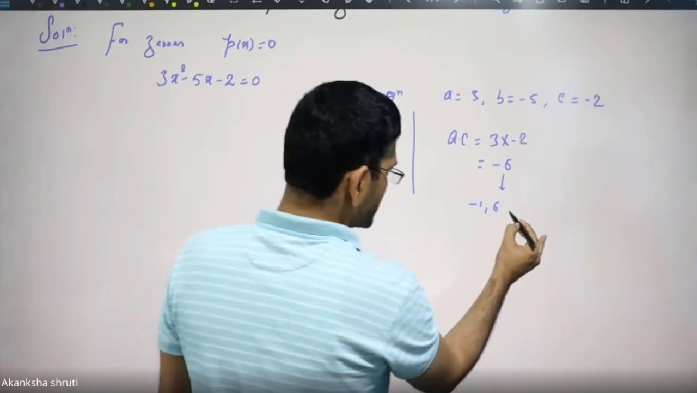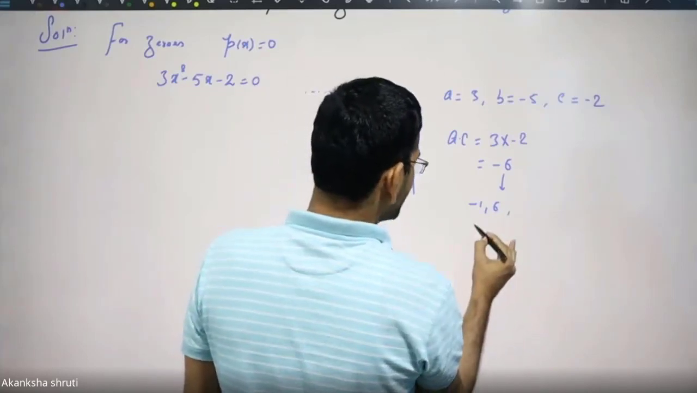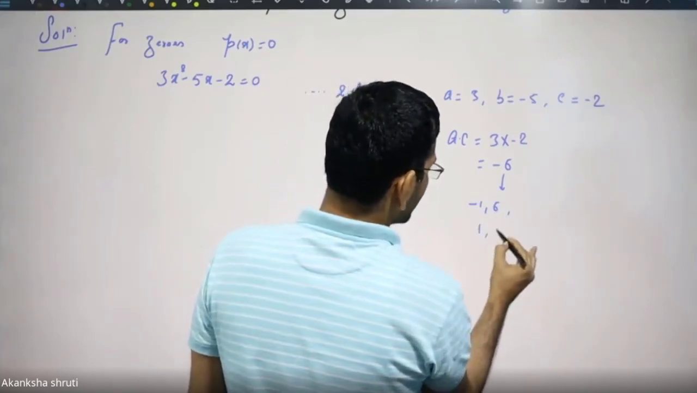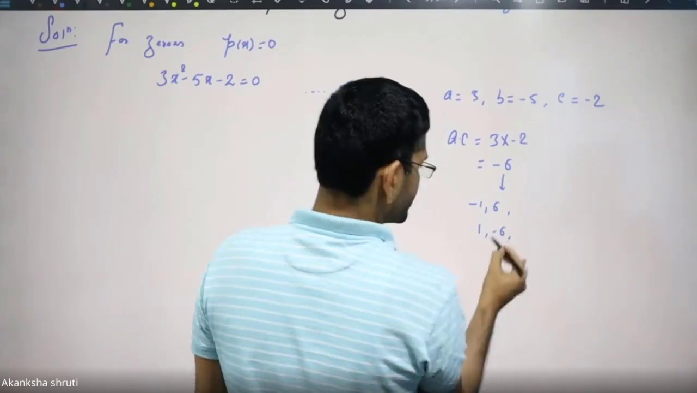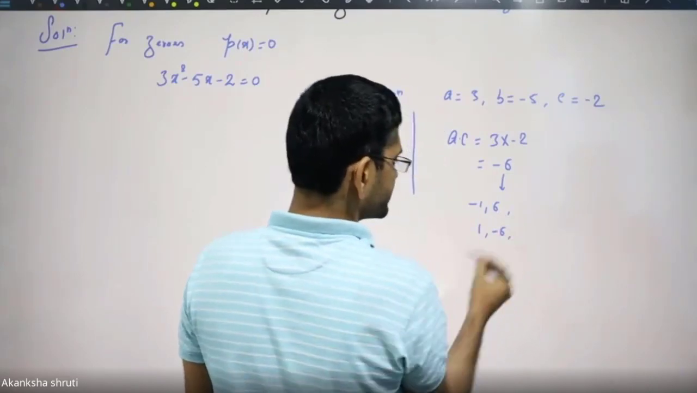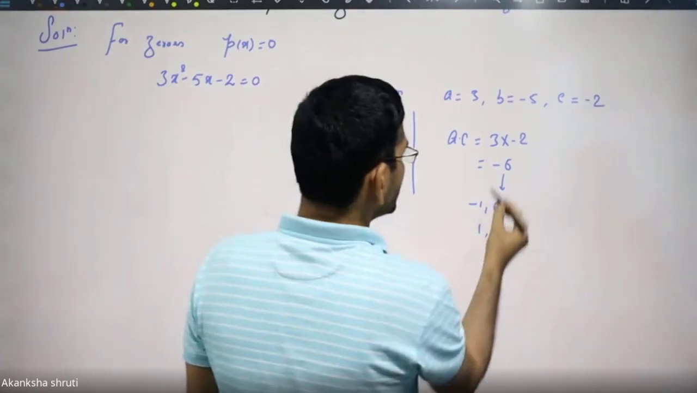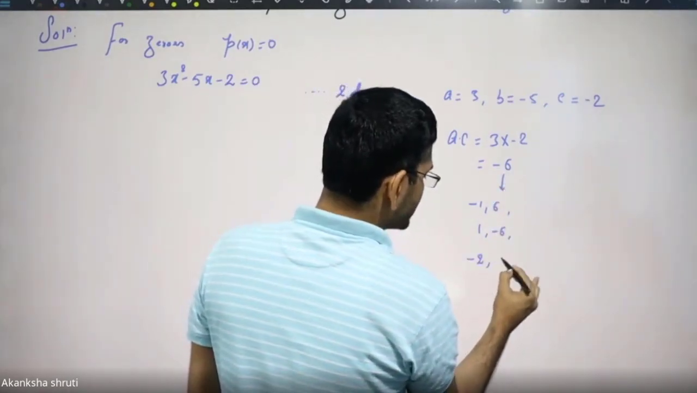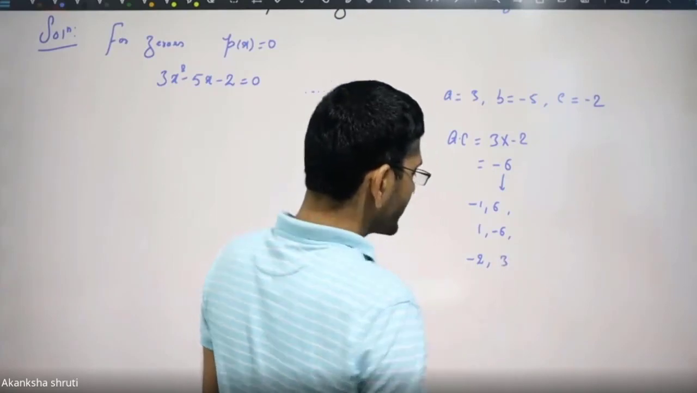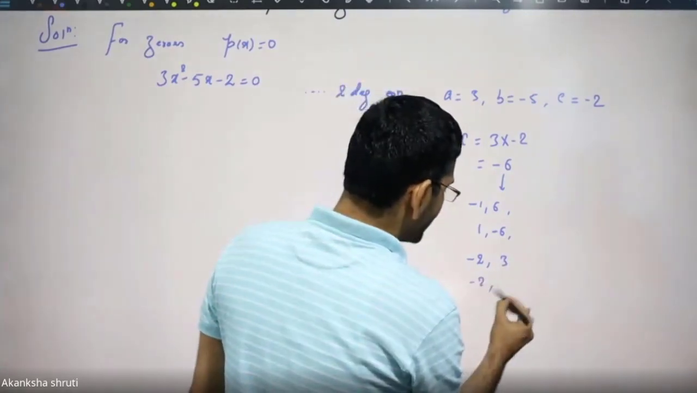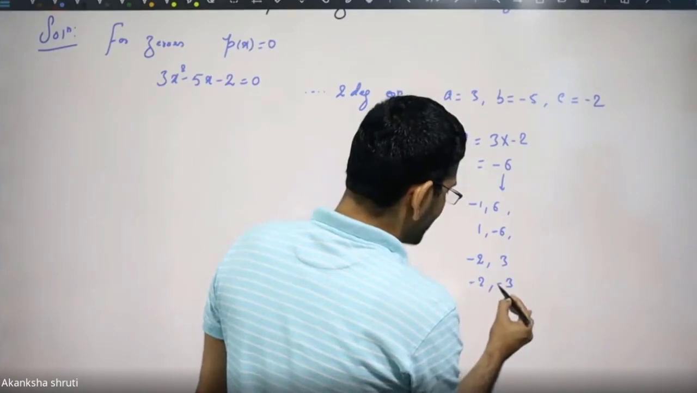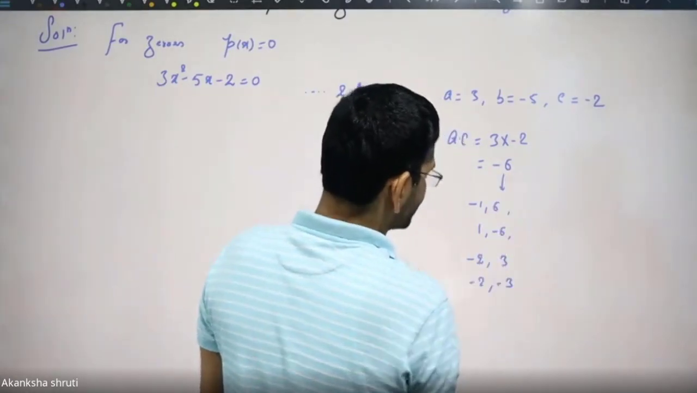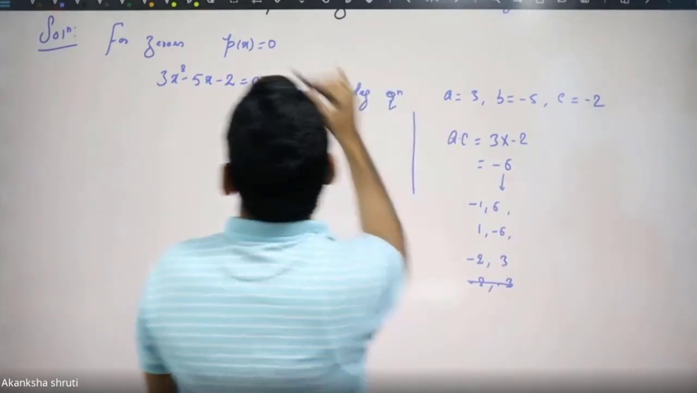Choose all the possible factors. I may take 1 and minus x, because by changing the sign we can get the other factor. 3 twos are 6, so I may take minus 2 and 3. Can I take -2 and -3? No, because minus and minus become plus, but here the sign is minus, so this is not desirable.